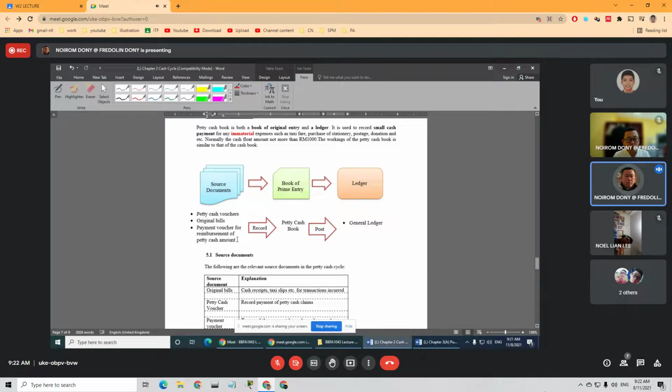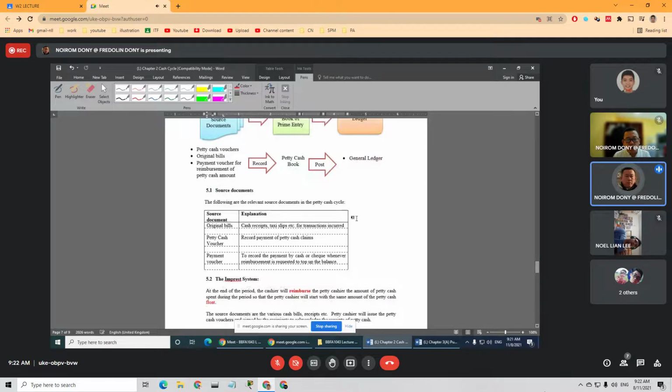So 900, so he will pay 900. So the float will be back to 1,000. Then they will post it to the journal. So this is the source document.